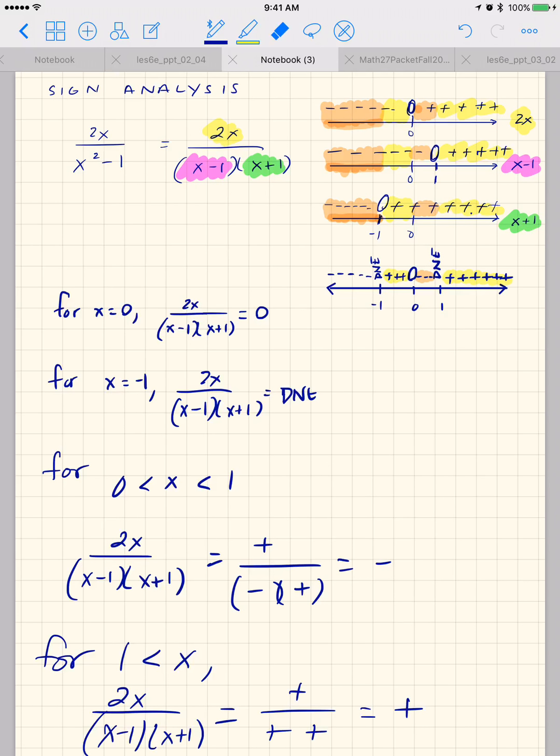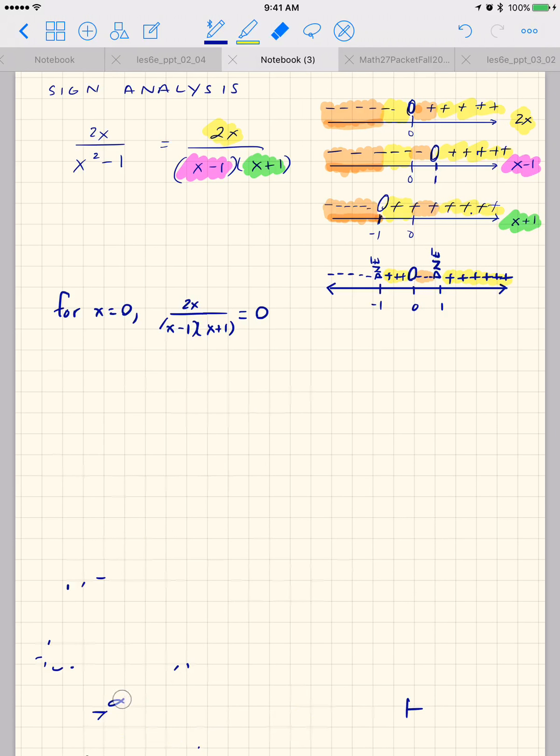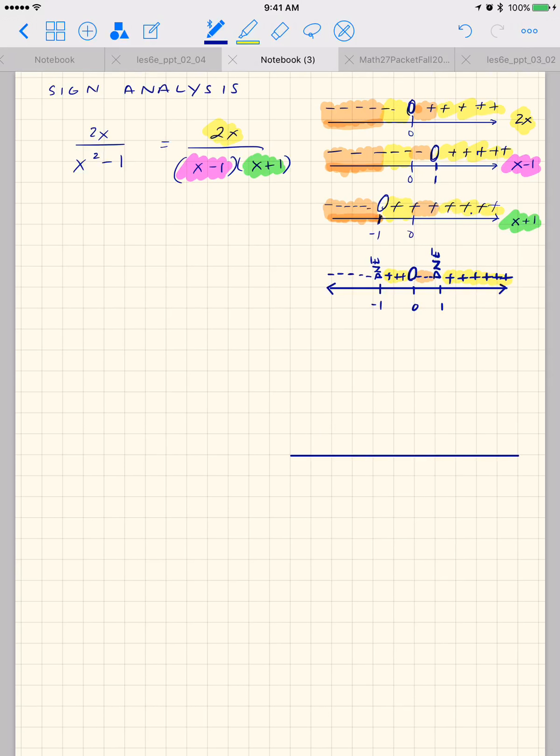From here, I actually could do a bit with sketching the graph. If we wanted to, we could get a pretty good sketch because we know at negative 1 we've got an asymptote, because it does not exist. And at 1, we've got an asymptote.